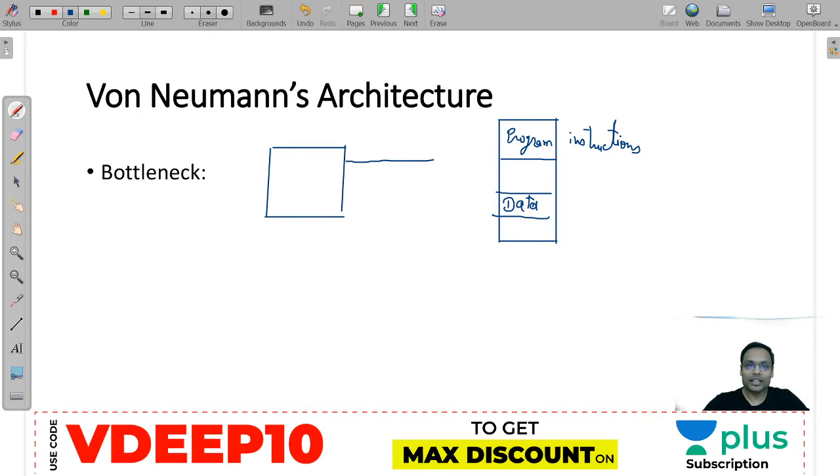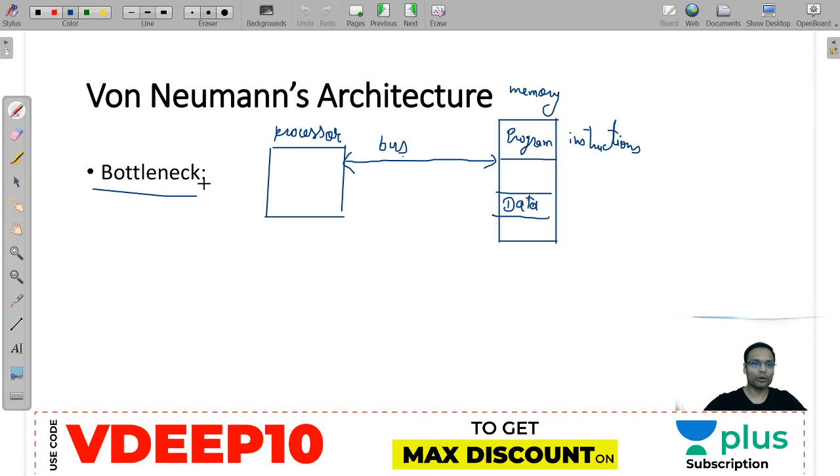There is only one connection between the memory and processor. Processor and CPU are the same thing. If this is the only bus between processor and memory, can the processor fetch instruction and data simultaneously from this single bus? No. Simultaneously, instruction and data cannot be fetched from this bus. That is why this is the problem in Von Neumann architecture.